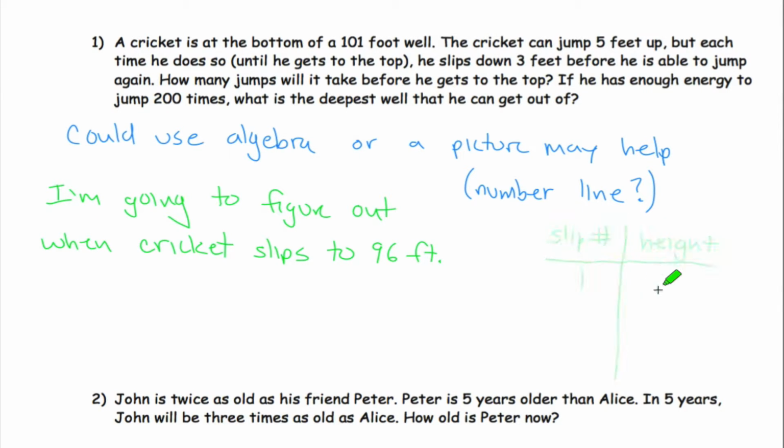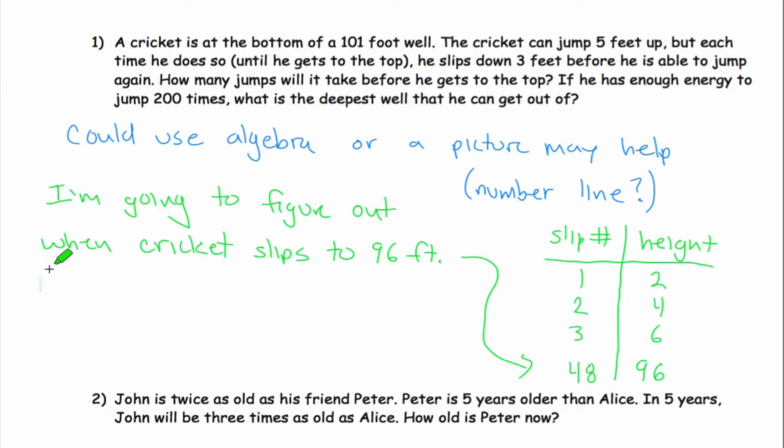So the first time he slips, I claim that he will end up at a height of 2. That's because he went up to 5 and down to 3. The second time he slips, his height will be 4. The third time he slips, his height will be 6. And maybe you can see a little pattern. What I'm trying to do is figure out when he will slip to 96 feet. Well, following this pattern, the number on this side is always half of the number on this side. So I could just take 96 and cut it in half and get 48. So I'm going to figure out when the cricket slips to 96 feet. That's what I do over here. It's after 48 jumps.